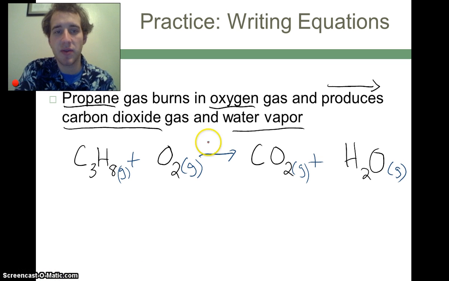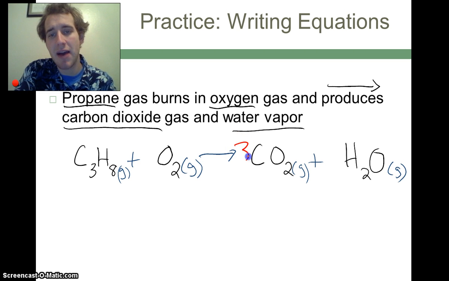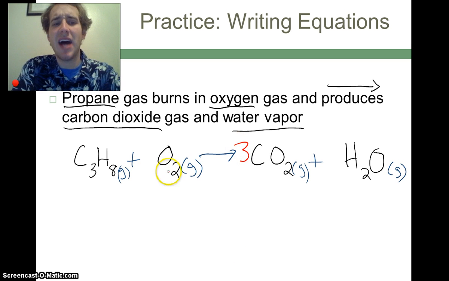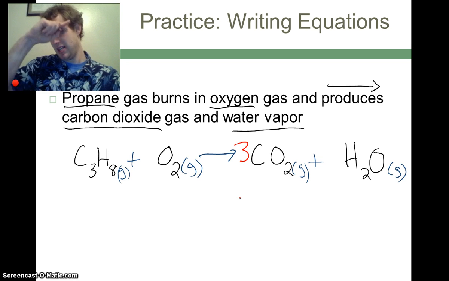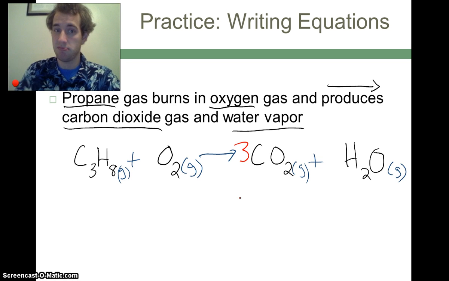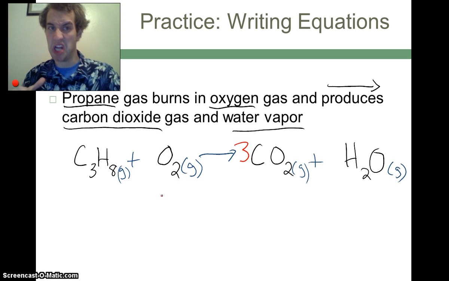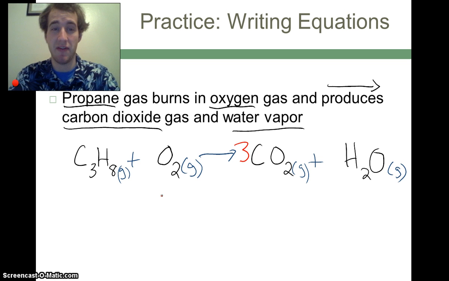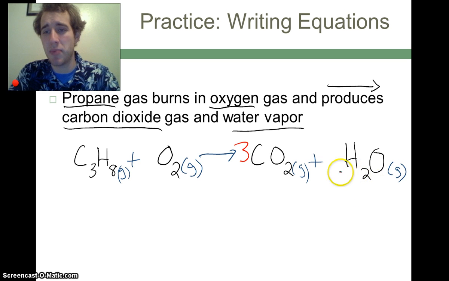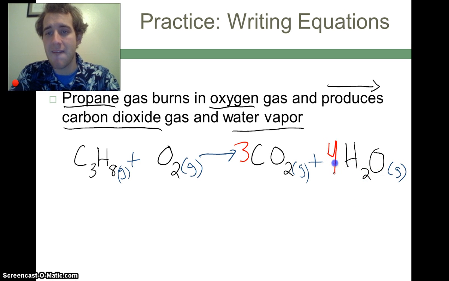Got to use coefficients. So we got 3 carbons on the reactant side. We need to have 3 on the product side. Let's leave the oxygen till the end here, just because it's going to be easiest by itself. Just change that, and change anything else. So we'll leave that guy till the very, very end. All right, we got 8 hydrogen on the reactant side. We got 2 on the product side. We need to multiply that guy by 4.